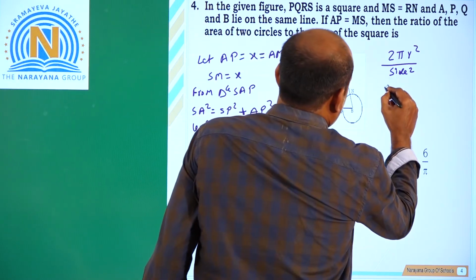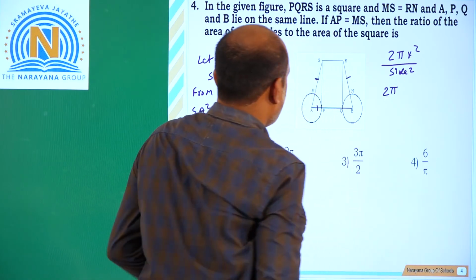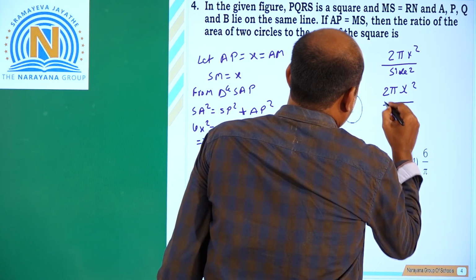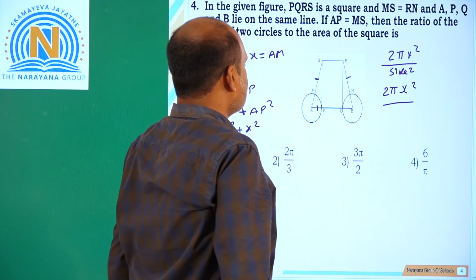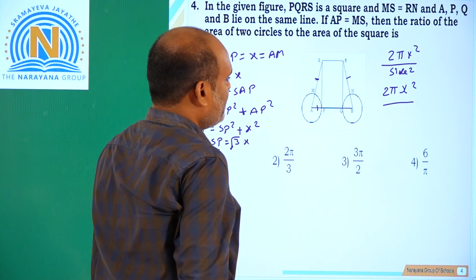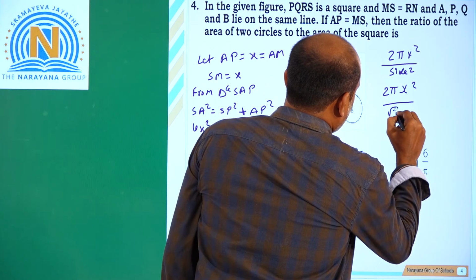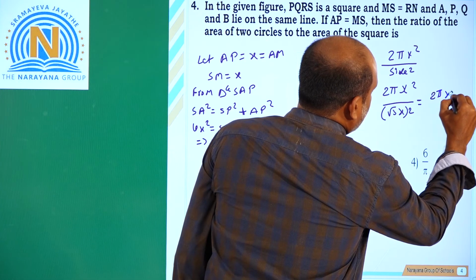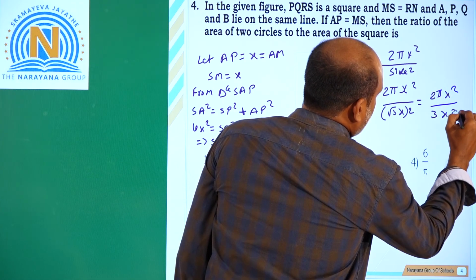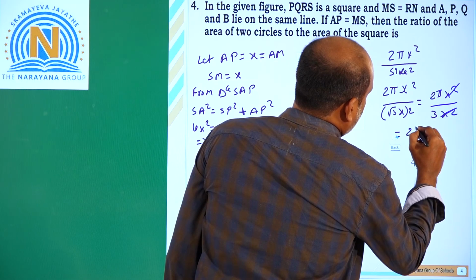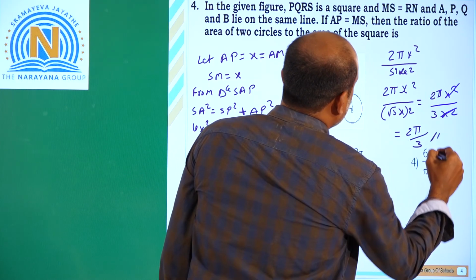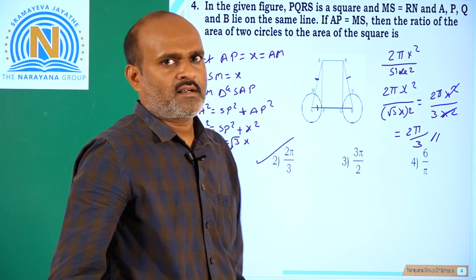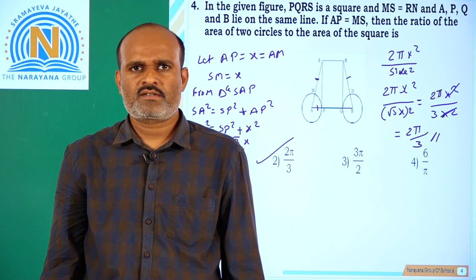So now 2 pi r square, where the radius is x, that is 2 pi x square, divided by side square. The area of a square is side square. The side is root 3 x, so root 3 into x whole square, that is equal to 2 pi x square by 3x square. x square gets cancelled, that is 2 pi by 3. So the ratio is 2 pi by 3. Option 2 is the correct answer. This is today's assignment. Thank you students. Stay home, stay safe.